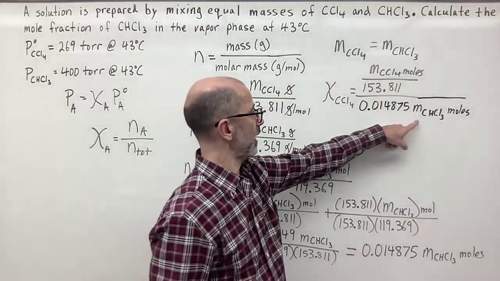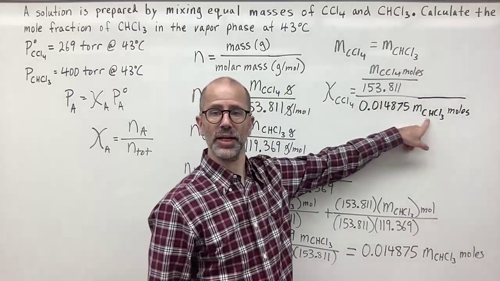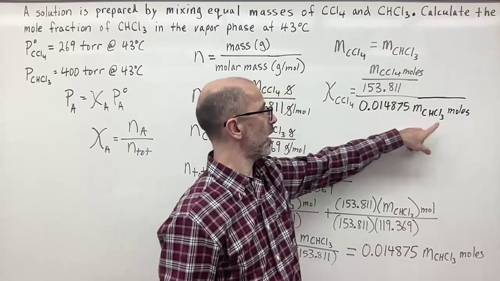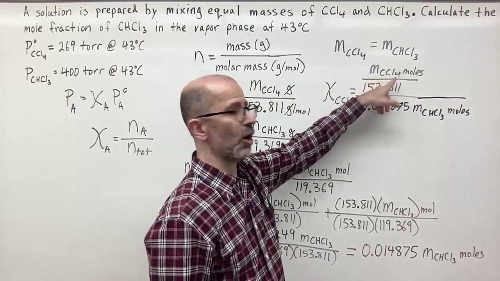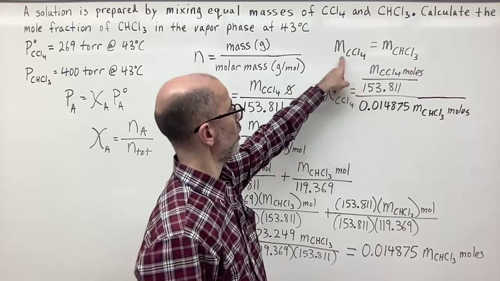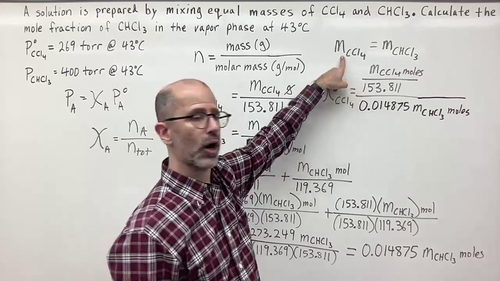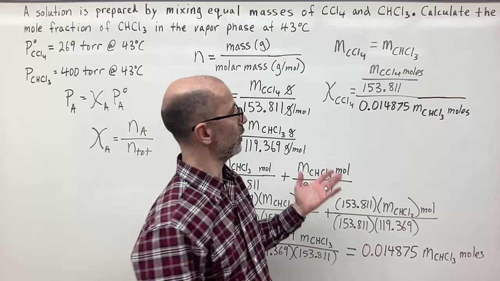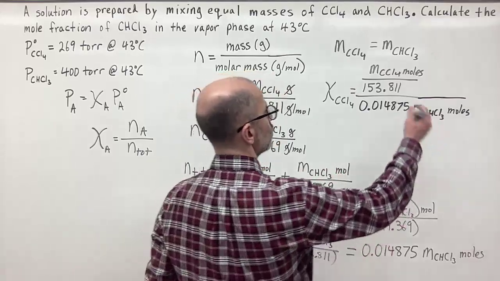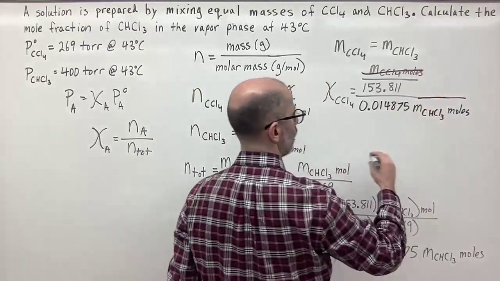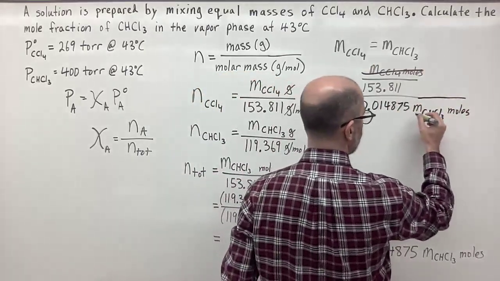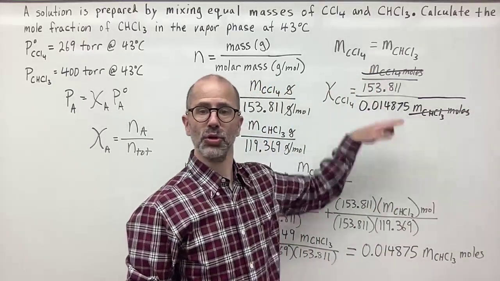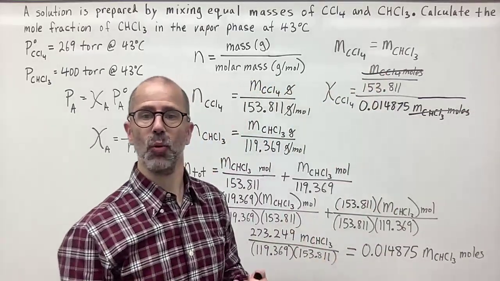Now notice here that I have mass of CHCl3 on the bottom. I'm sorry, I have mass of CHCl3 on the bottom and mass of CCl4 on top. But remember, the mass of CCl4 and CHCl3 are equal, so they will cancel out. Moles will also cancel out, so mass and the unit moles. And so we get this unitless fraction, which is what we want.